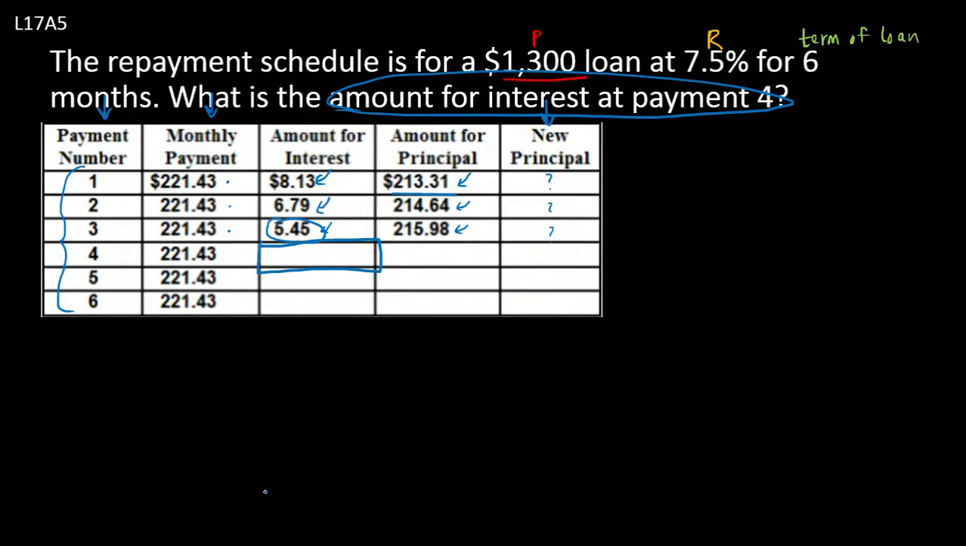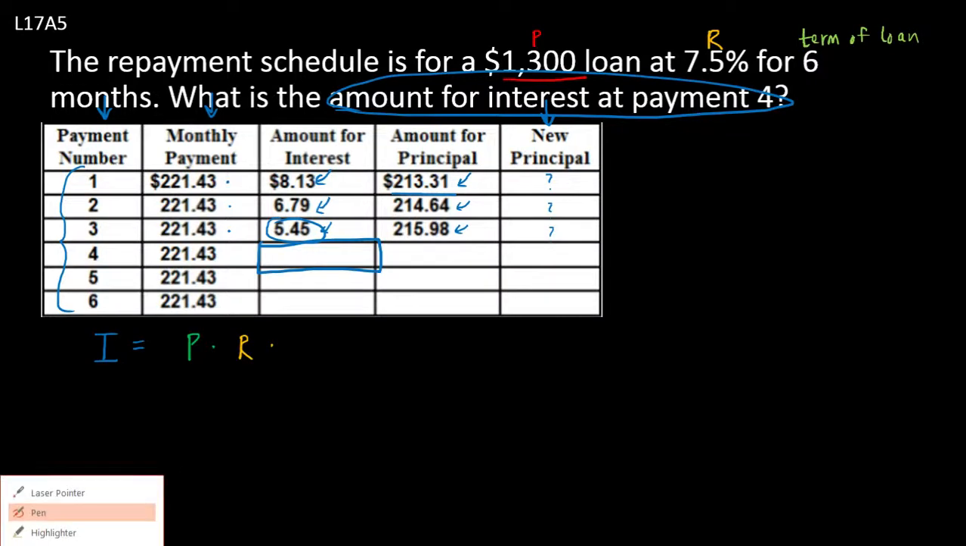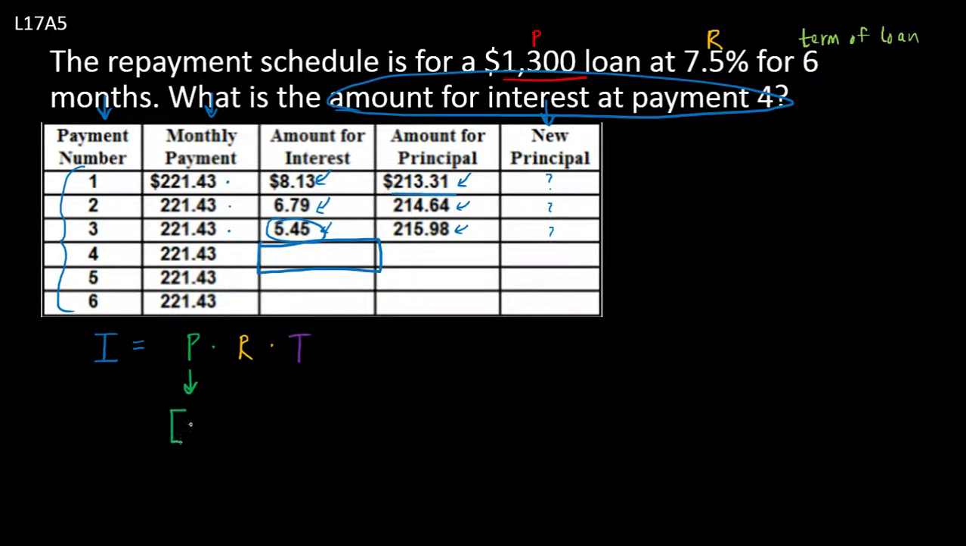However, to actually find out the exact number, we'll need to do a few calculations here. Now, using our simple interest formula, interest equals principal times rate times time, we'll be able to figure out the interest amount for payment number 4. Now, how do we fill in this information? Let's start with principal. So it's tempting to just write $1,300 for principal and be done with it.